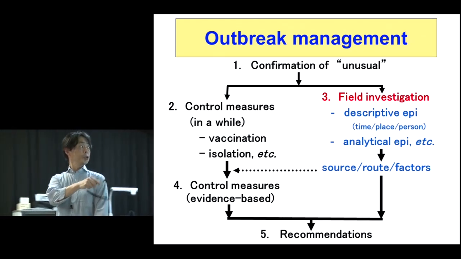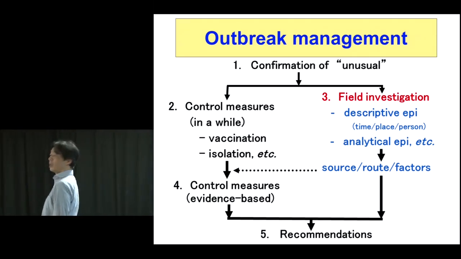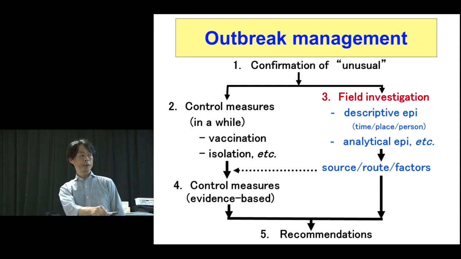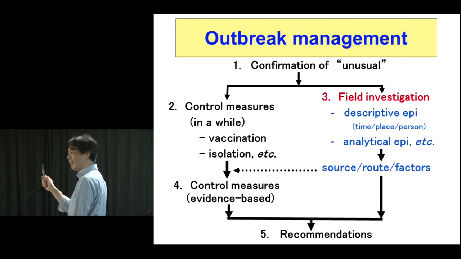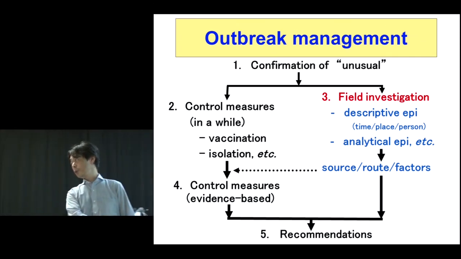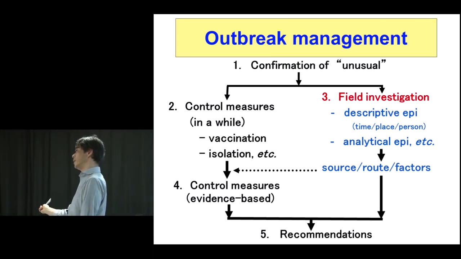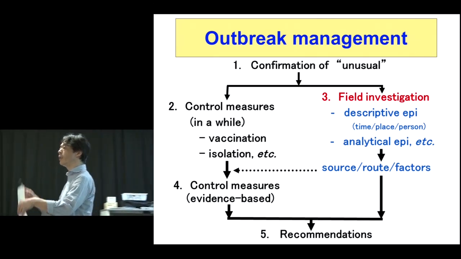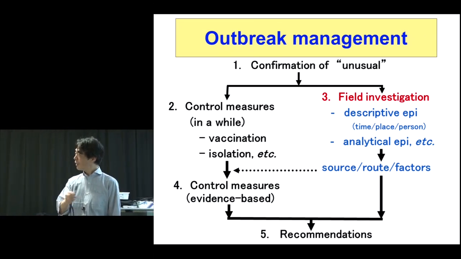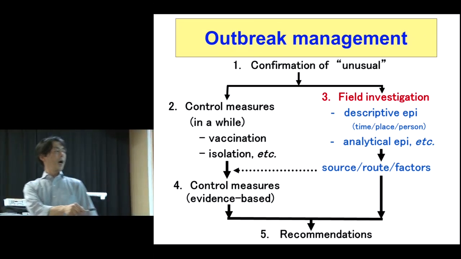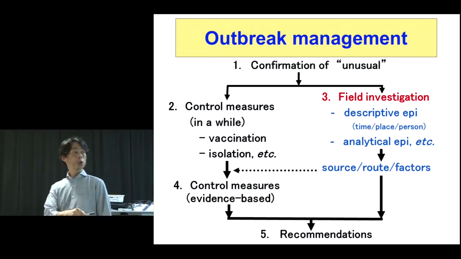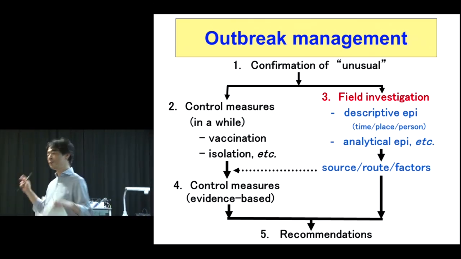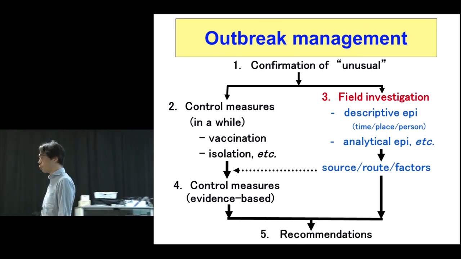However, control in the meantime is just in the meantime. After field investigation, we have some idea about the direct source of the outbreaks, the transmission route, how pathogens are transmitted, how some dirty water transmits them, and risk factors for this outbreak or these diseases. What kind of factors are influencing the outbreaks? After we identify these sources and root factors, then we can move on to real, evidence-based control measures.